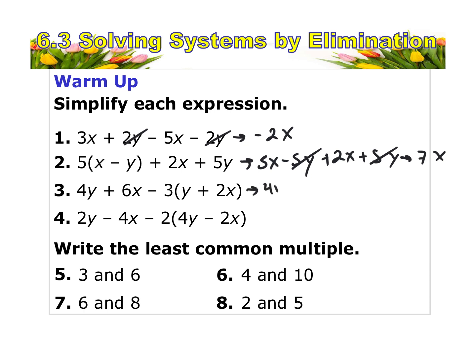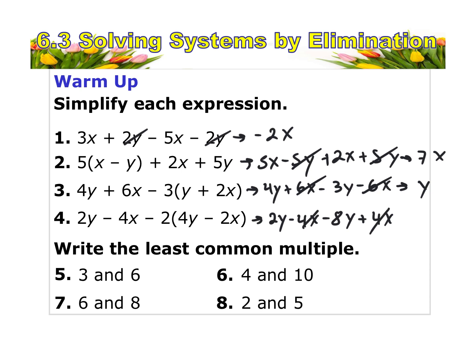So we're going to get 4y plus 6x minus 3y minus 6x. And I'm going to start by combining the y's and the x's. You notice the x's cancel out, so you're only left with 1y or just y. For number 4, I will distribute the negative 2. So I'm going to go ahead and do 2y minus 4x minus 8y plus 4x, and then combine all the terms. Now the 4x's cancel out, and the y's combine to negative 6y.